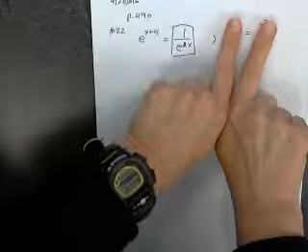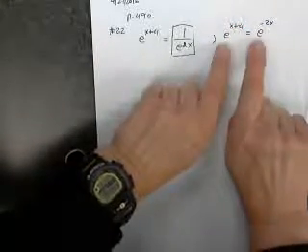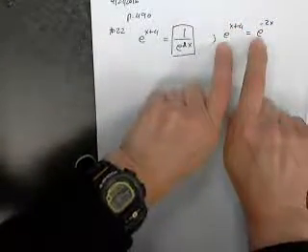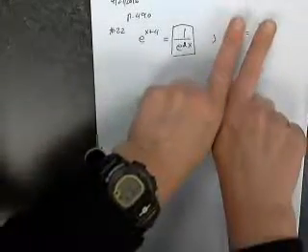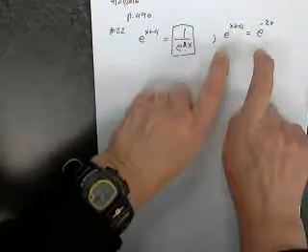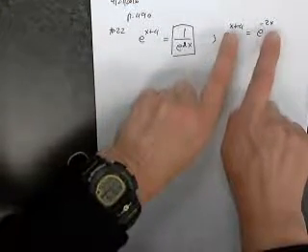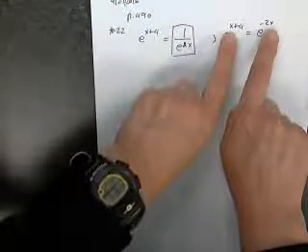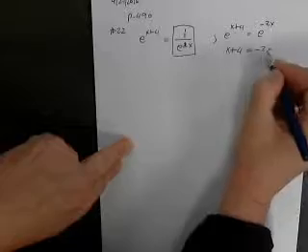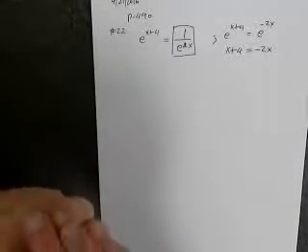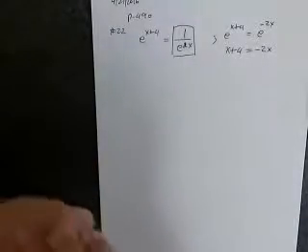Two numbers are equal, and they have the same base. What has to happen to their exponents? One more time. Two numbers are equal, and they have the same base. What has to happen to their exponents? They have to equal each other. So x plus 4 must equal negative 2x. There is no other way because the bases are the same.